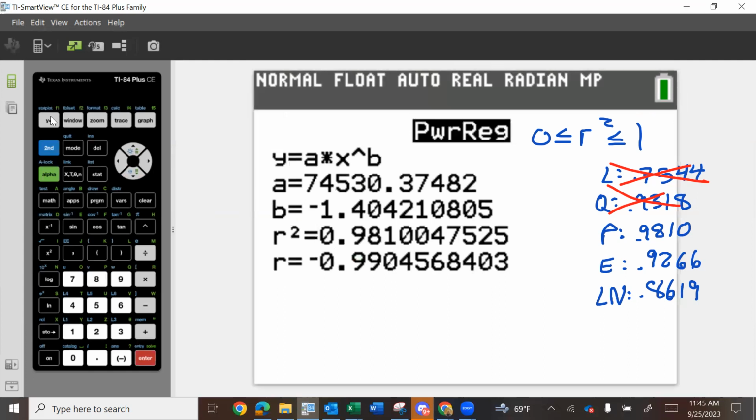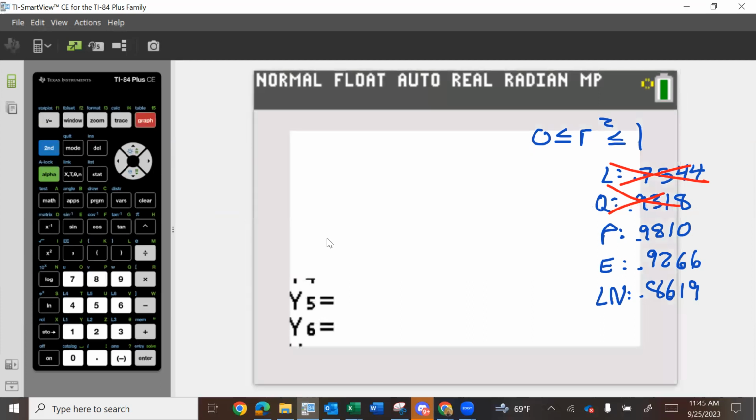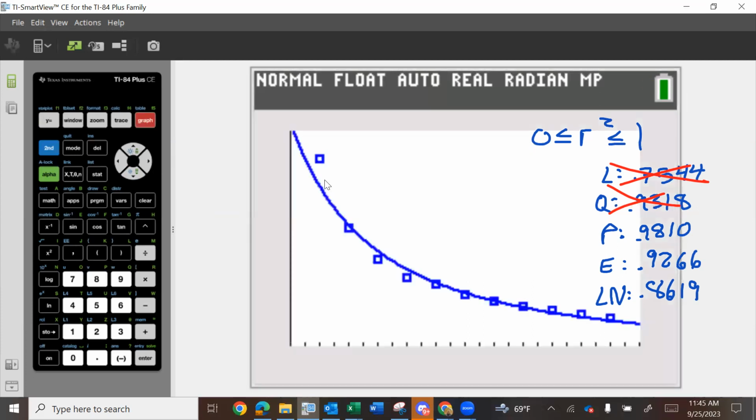But now if I go to Y equals, there it is. There's the equation. Cool. And on my calculator, it's going to be blue. If I hit graph right now, I can see it. And I can say, yeah, it follows the points really well. I mean, the R squared value is quite close to 1, so that's what I expect.